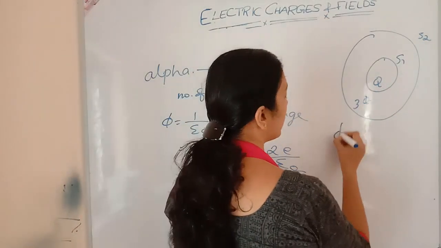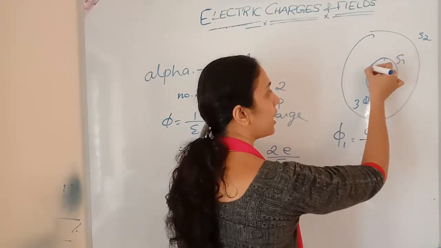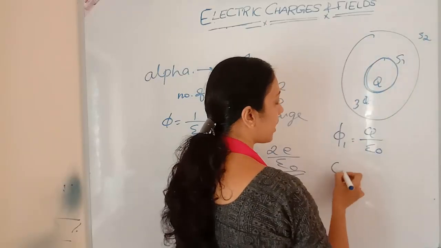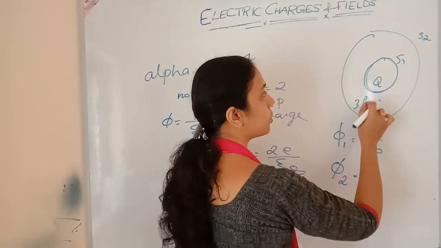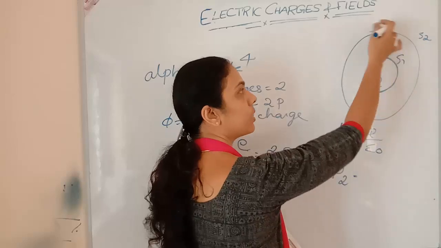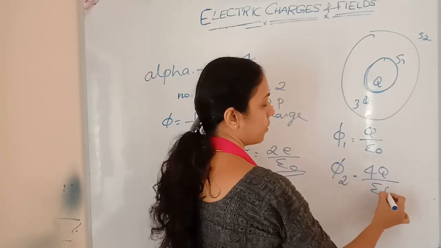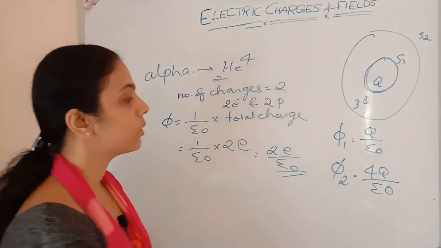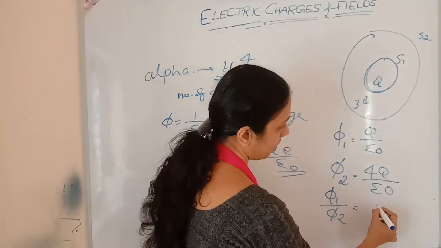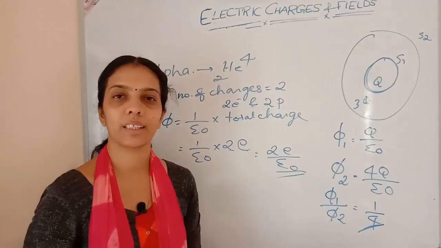For S1, what is the flux? Q is the charge enclosed in S1, right? So it is Q by epsilon 0. What will be the flux through S2? That is, what is the total charge enclosed in S2? 3Q is there, and Q is also there. So the total charge enclosed is 4Q, and the flux is 4Q by epsilon 0. Right, now how can we find the ratio phi1 by phi2? Phi1 by phi2 will be equal to 1 by 4. Okay, clear?